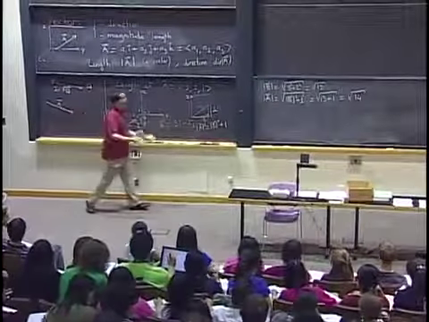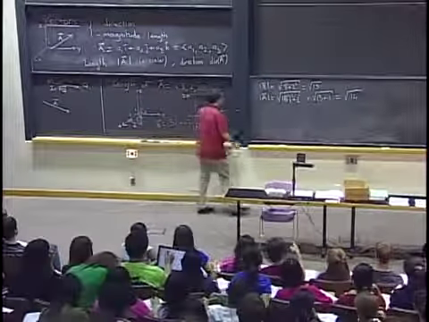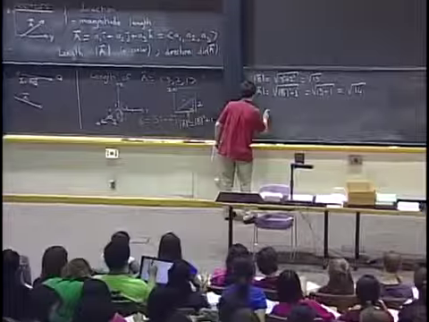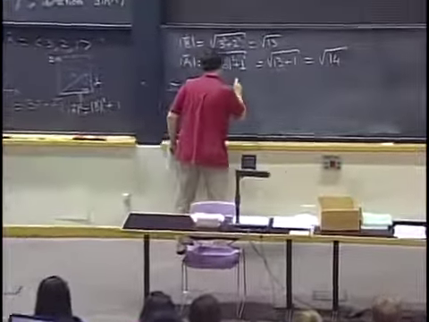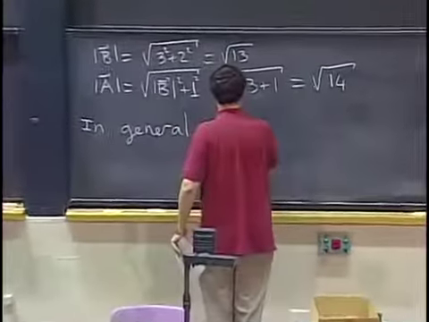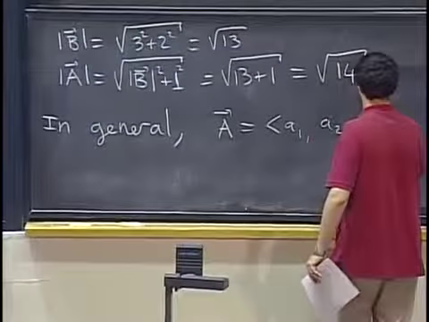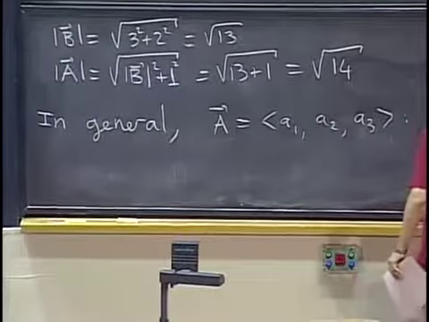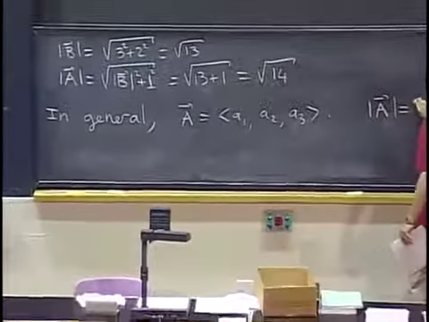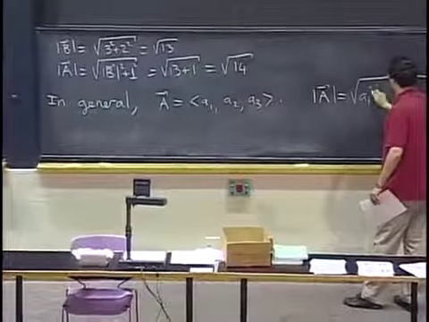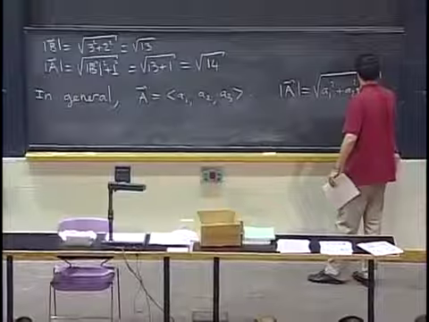Okay, so the general formula, if you follow what we did: in general, if we have a vector with components A1, A2, A3, then the length of A is the square root of A1 squared plus A2 squared plus A3 squared.